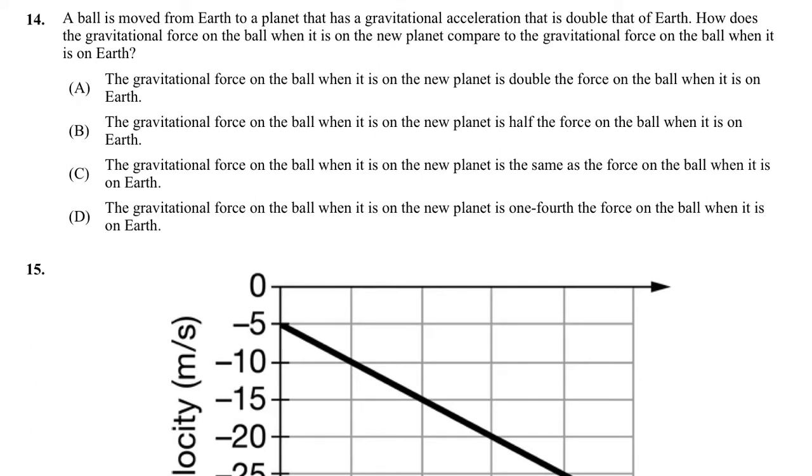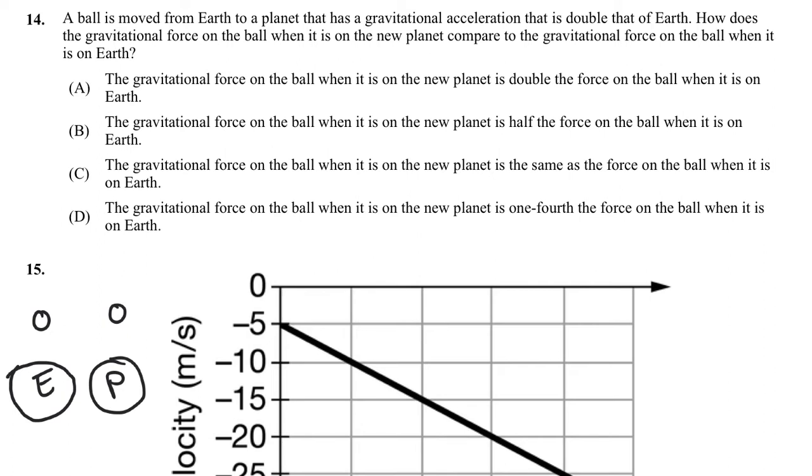All right, question number 14. A ball is moved from Earth to a planet that has a gravitational acceleration that is double that of Earth. How does the gravitational force on the ball when it is on the new planet compare to the gravitational force on the ball when it is on Earth? So in this situation, we're looking at two different areas where the ball would be. So this is Earth, and then this is the new planet.